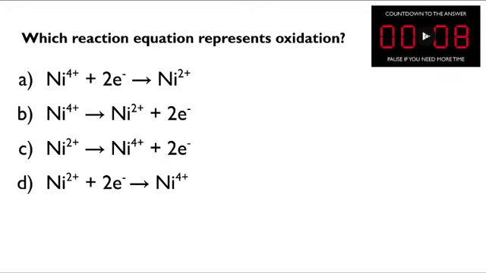Which reaction equation represents oxidation? So we have a couple of different options of combinations. We've got nickel with a charge of 4 plus versus nickel with a charge of 2 plus. And we're trying to figure out whether the electrons should be drawn on the reactant side of the arrow or the product side of the arrow. So take a moment to annotate each answer choice and to write out in words what it's really saying to us, just the same way that we did in the first video with the copper problem.